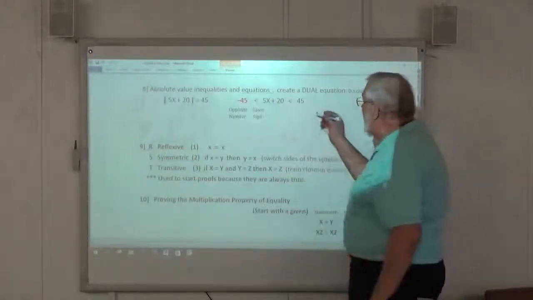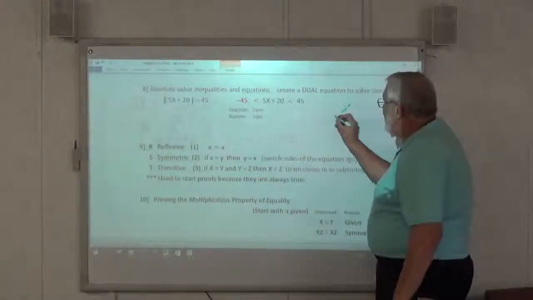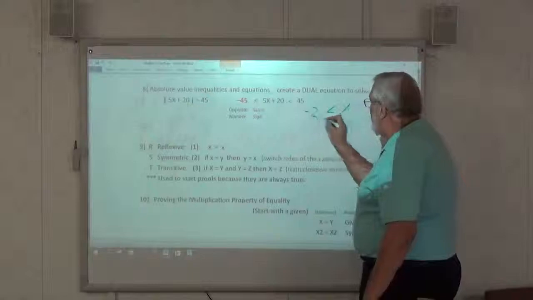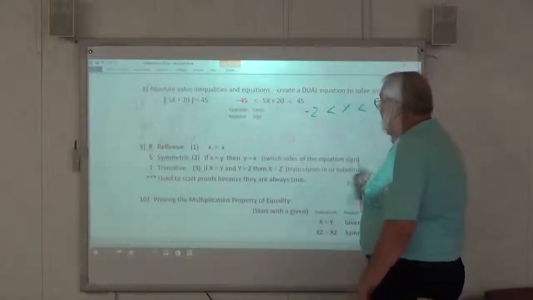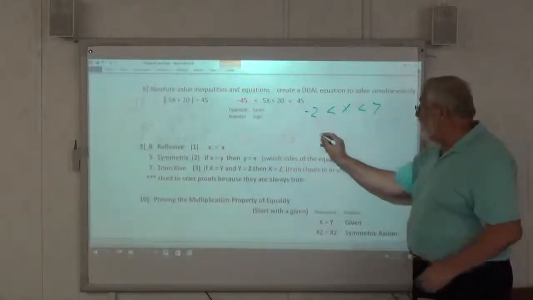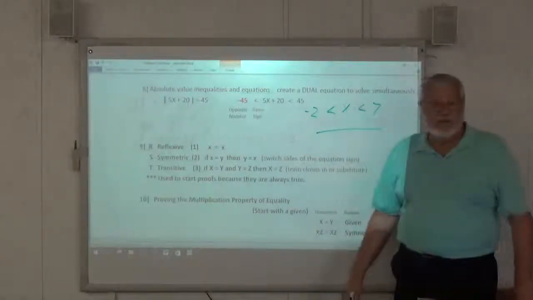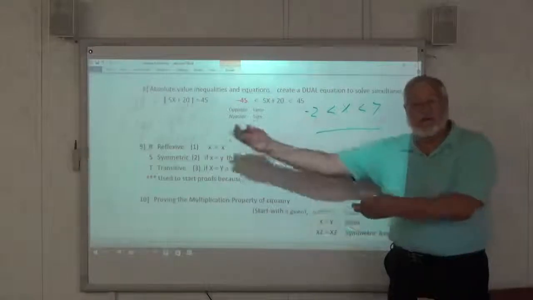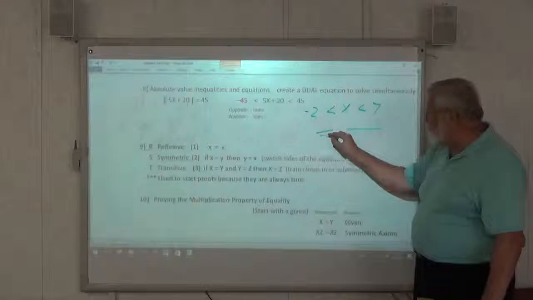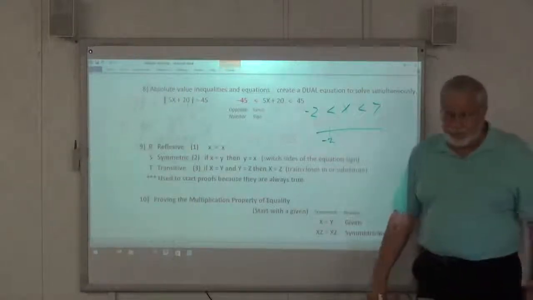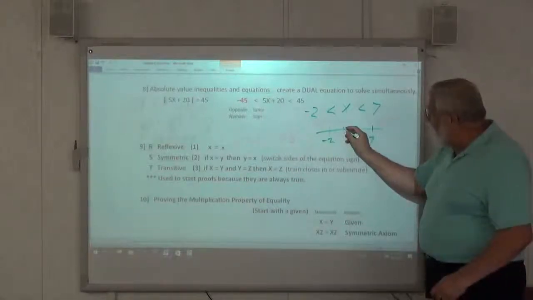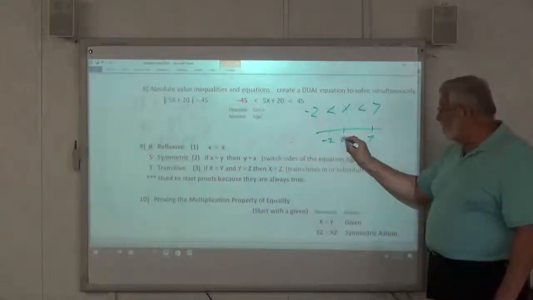So how would you graph this? X is greater than negative 2 and less than 7. How would you graph that? Okay, you're going to start with a line. All right, which number is going to be on the left? Negative 2. Put a line and put negative 2 under it. The other side is 7. 0, I'm not going to put it in the middle because it's not, so just put it right there.